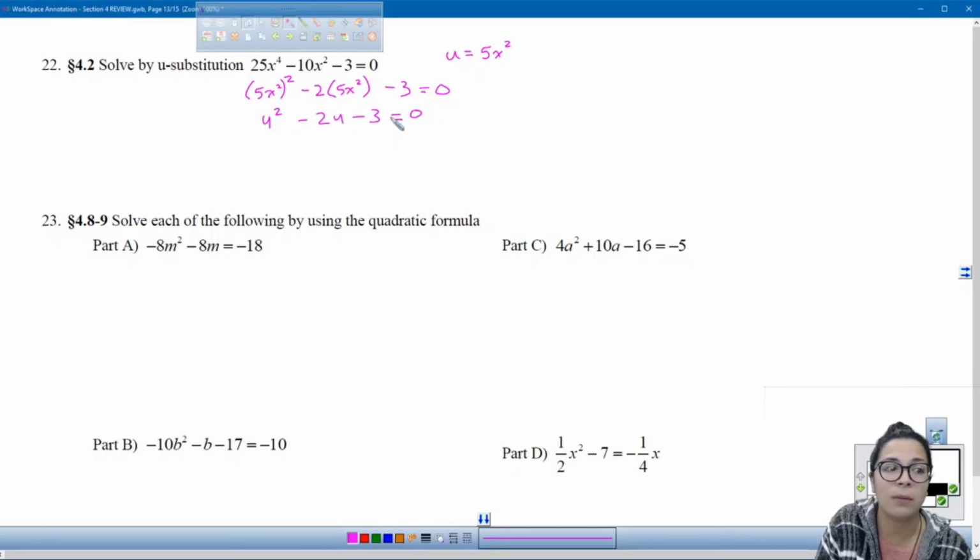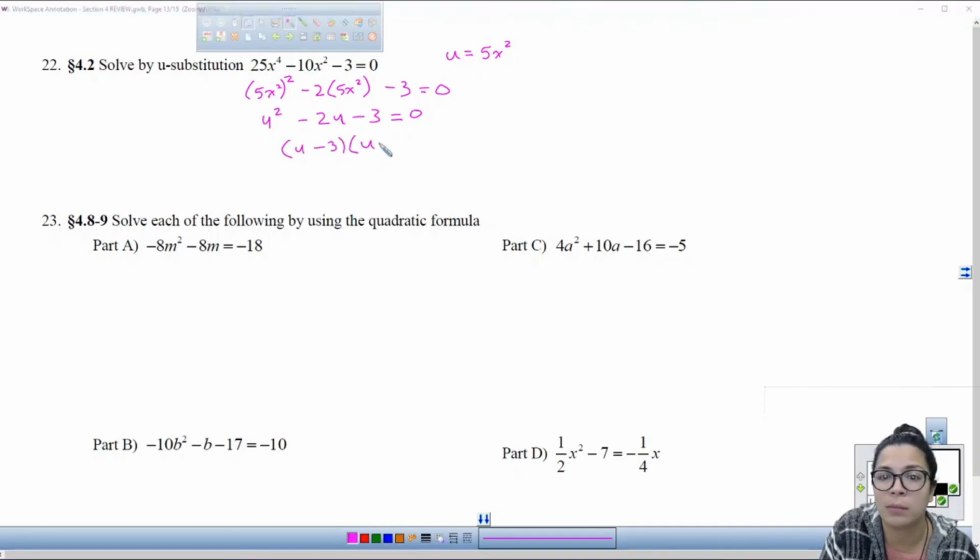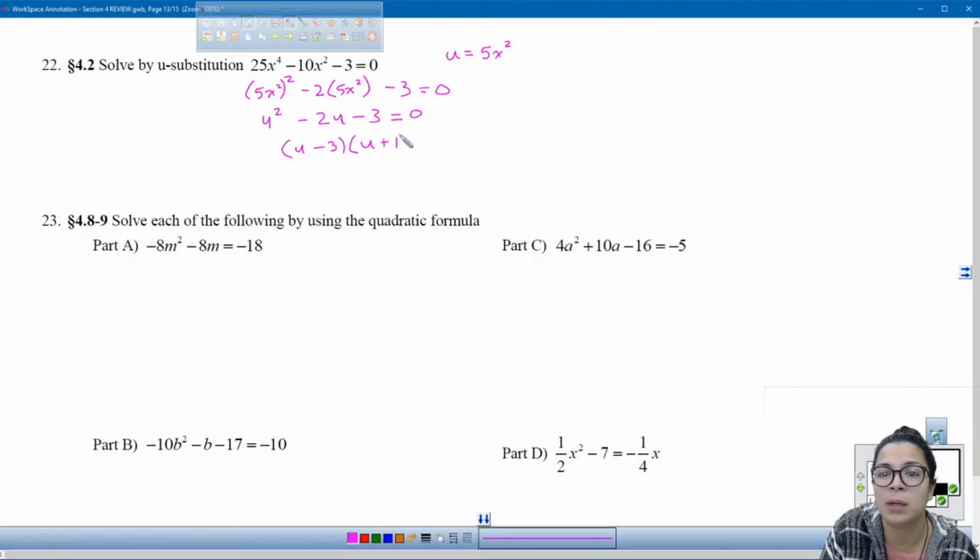And then we could solve for u from here. We could solve by factoring. This is easy factoring. Multiplies to negative 3, adds to negative 2, would be negative 3 and 1, right? Negative 3 times 1, negative 3 plus 1. So u minus 3 equals 0 will give us the solution u equals positive 3. And then u plus 1 equals 0 will give us the solution u equals negative 1.